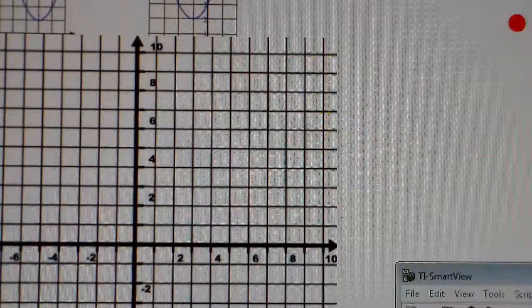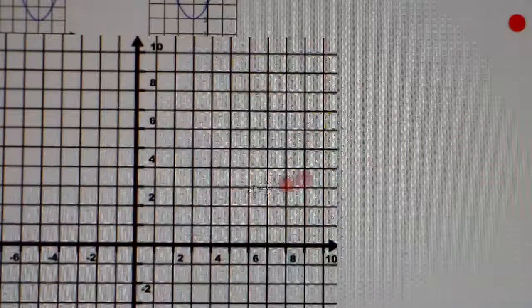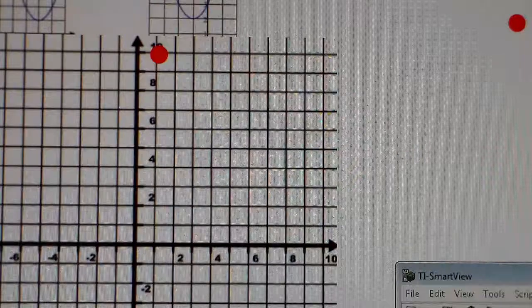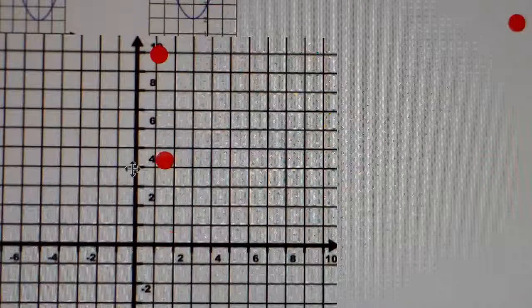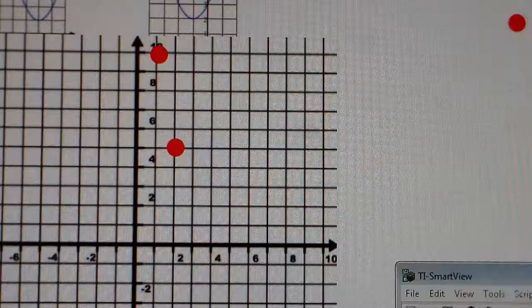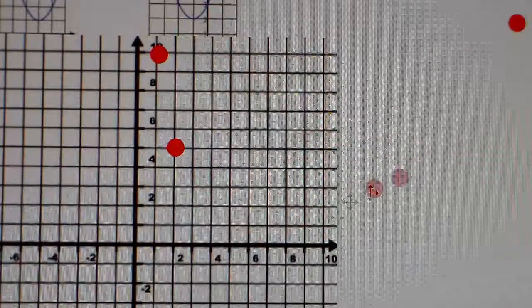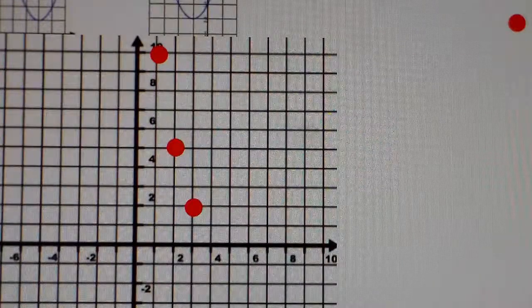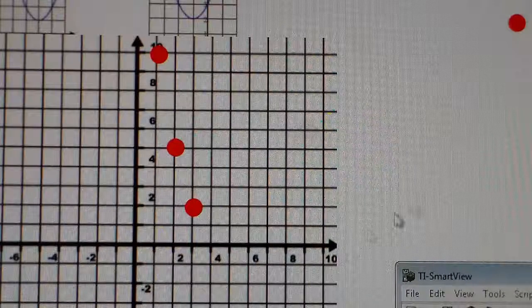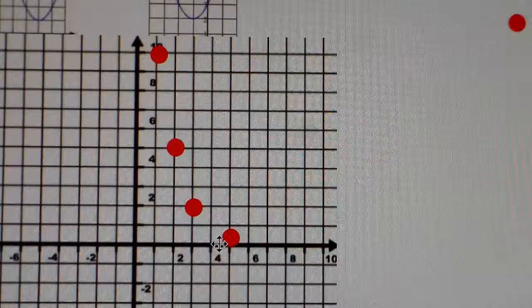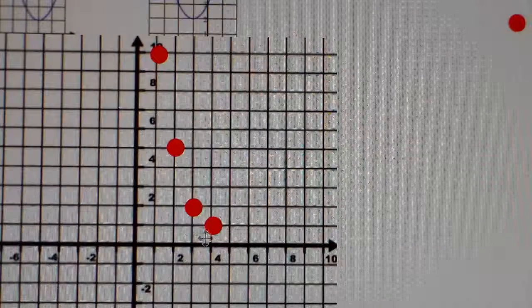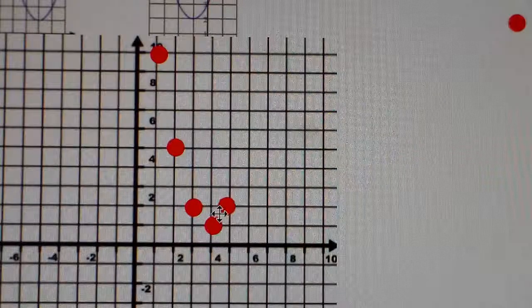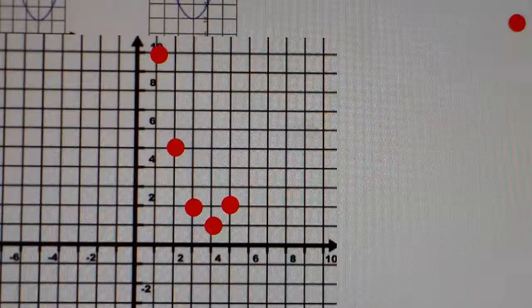So let's graph them. We got (1, 10), so 1 to the right, 10 up. We got (2, 5), 2 to the right, 5 up. We got (3, 2), 3 to the right, 2 up. We got (4, 1). So that means 4 to the right, 1 up. We got (5, 2), 5 to the right, 2 up. And then (6, 5).